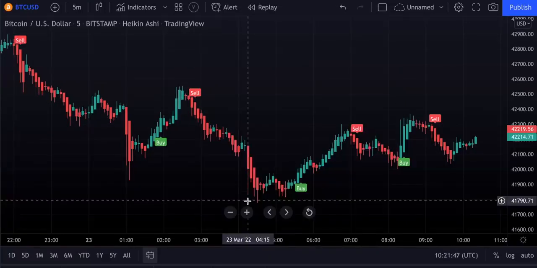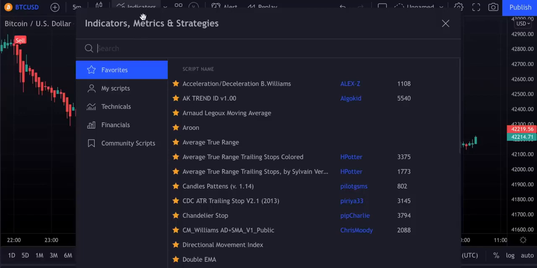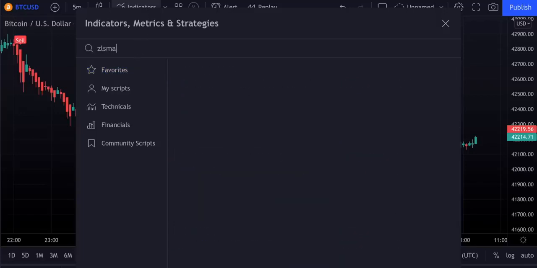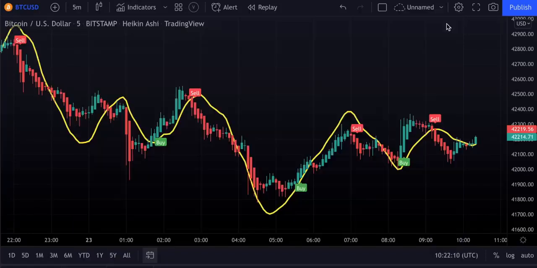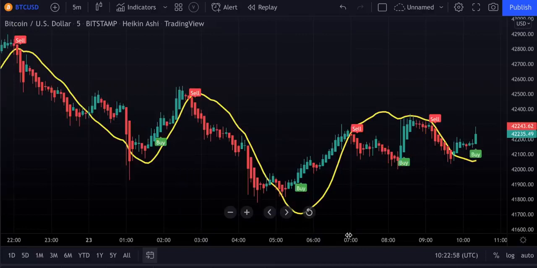Okay, so after tweaking the settings on this indicator, we see it looks much better, much cleaner, and also those signals became more accurate. But still, we cannot use this indicator on its own, so we're going to add a second indicator to our chart, which is called ZLSMA, so zero lag moving average by Veryfid. And we're going to change the settings on this moving average from 32 to 50. Okay, so we got our indicators on our chart ready.